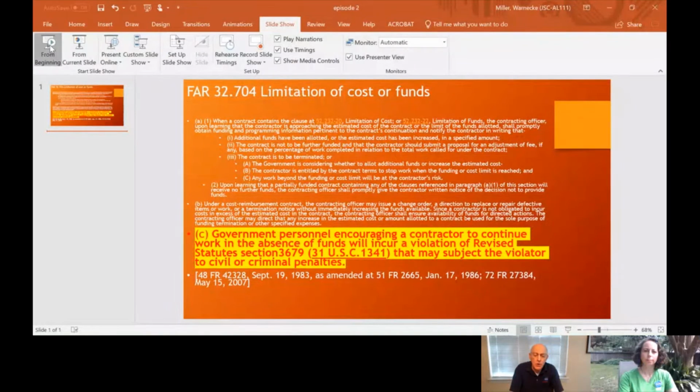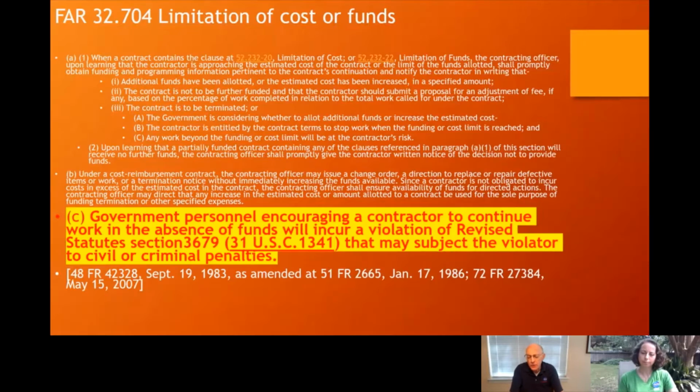The limitation of cost clause is usually used for contracts where the costs are not going to cross fiscal years, the funding is not going to cross fiscal years. And the limitation of funds clause is when it does cross fiscal years. They both operate pretty much the same. What they do is they say, okay, contractor, we are obligating X amount of dollars onto the contract, which should carry your work through a given period of time. And the clause sets a date by when that funding is expected to last. The contractor then has money and can begin to do the work.